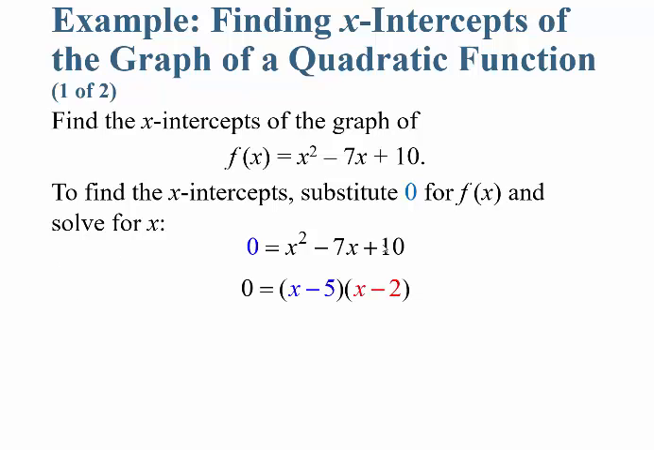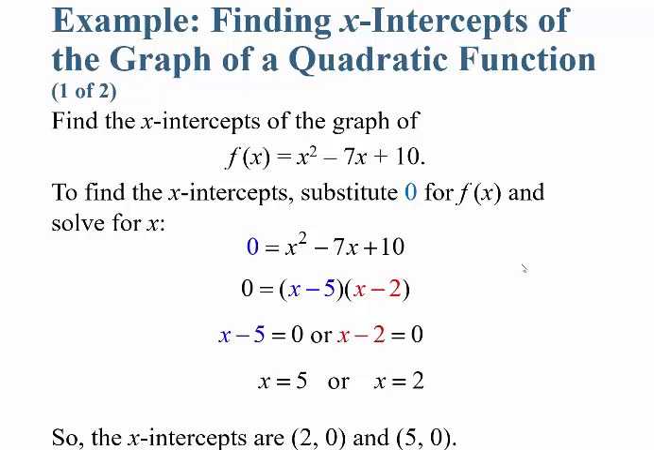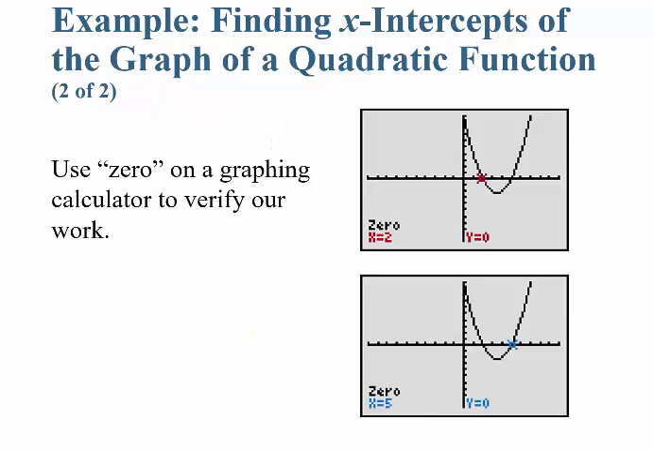This will factor into x minus 5 times x minus 2. So I have something times something equals 0, so I have to set the two factors equal to 0 and solve them. You see that the first solution is x is equal to 5. The second solution is x is equal to 2. So these are the two x-intercepts. The x-intercepts are (2, 0) and (5, 0), because we're stating them as points, because x-intercepts are points. You can verify this by graphing and then using the zero on the graphing calculator. You can see that one solution was the (2, 0) that we found, and the other one was the (5, 0).